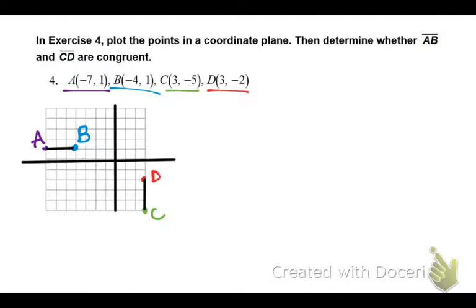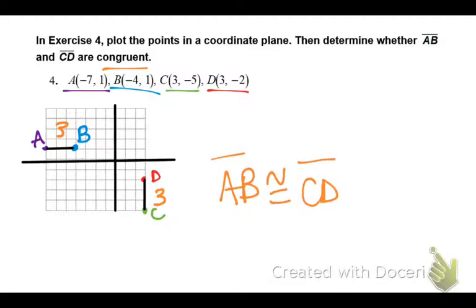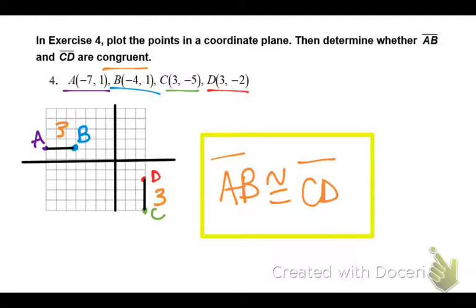So when we're deciding if they're congruent, what do they need to be? The same amount of space, the same length, right? So what's the length of AB? 3. Because when it's horizontal, you can just count. And what is the length of DC? Also 3. Because it's vertical, you can just count. So because they're both 3, are they congruent? Yes. So we're going to say segment AB is congruent to segment CD. And then that's it.